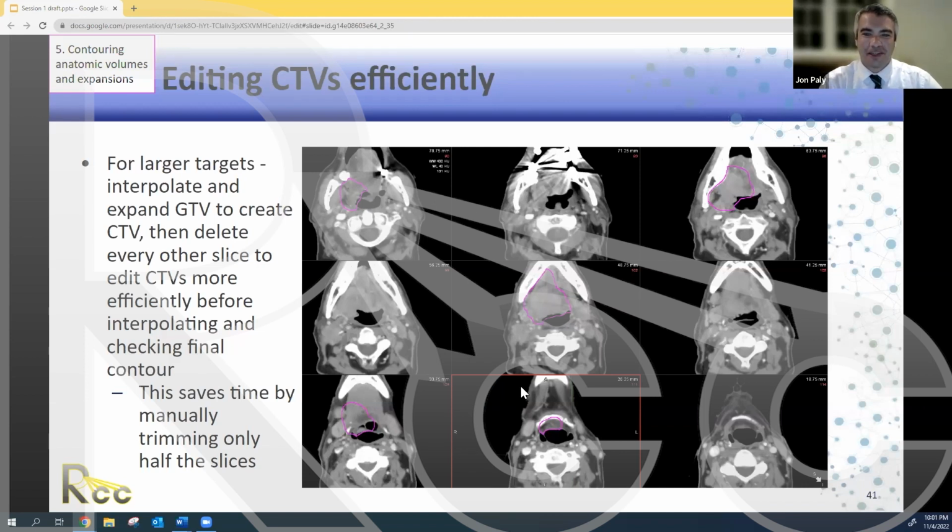And what you'll see is that I've now deleted about every other slice. And so now I can go through and I can trim things off of bone and off of air on every other slice. And then after I'm done, hit interpolate, scroll through and maybe correct a couple of little things here or there where there was a sharp change in anatomy. But in general, this will save a lot of time for manually editing your CTVs.